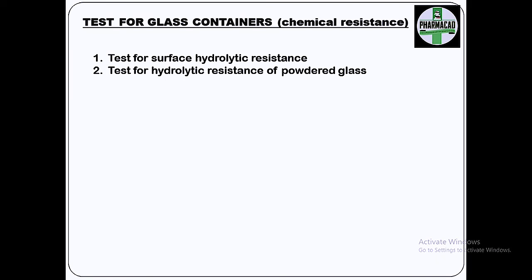So with this, we come to an end for this part of the video, in which we discussed the types of glasses. Also, we discussed the packaging materials. So in this video, we discussed glass, and in the next video, we will be discussing the other types of packaging materials, which are your metal and plastics.